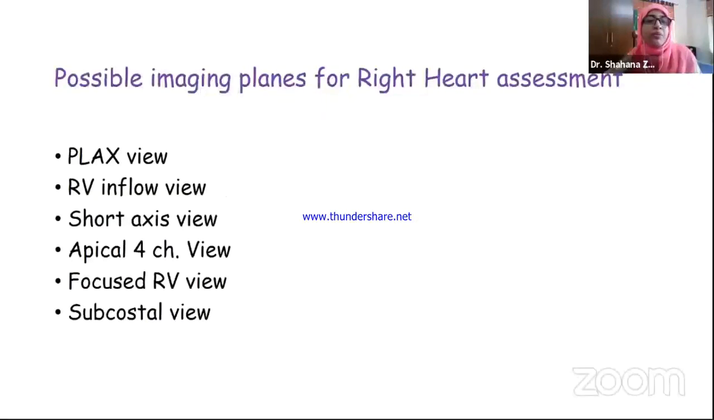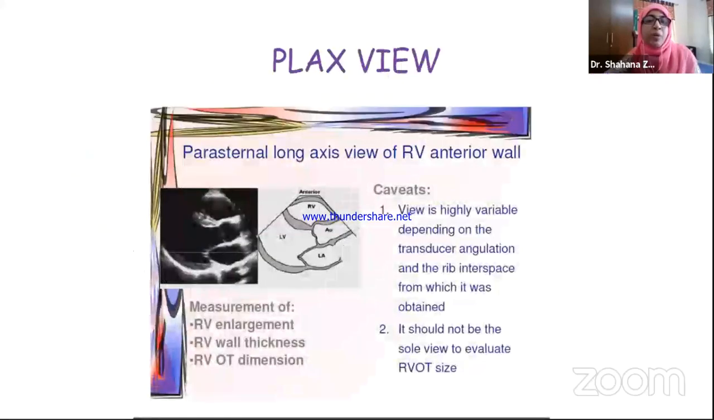These are the possible imaging planes for the right heart assessment. First, we will come to the parasternal long axis view, and it is a very nice view for the assessment of RV enlargement, RV wall thickness, and RV dimension. But it has some caveats, like the view is highly variable depending on the transducer angulation and the rib interspace from which it was obtained. It should not be the sole view to evaluate RVOT size.